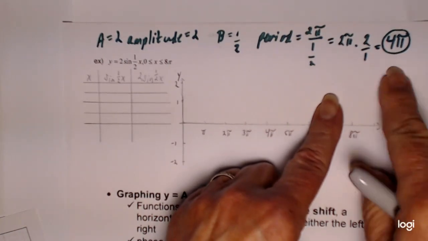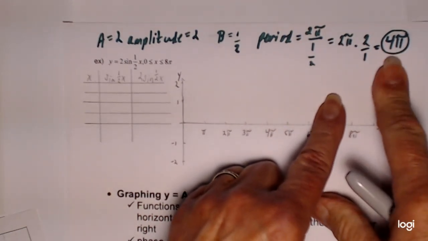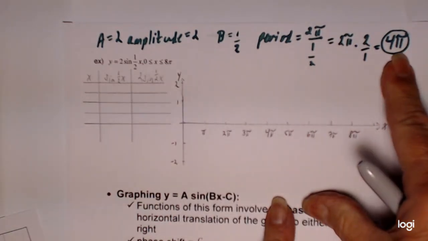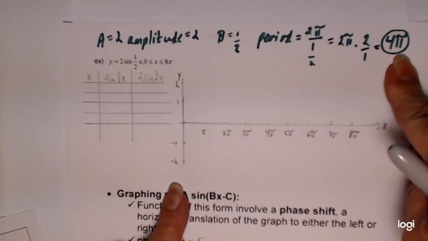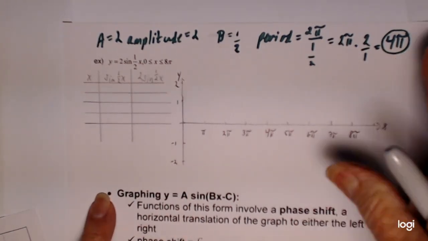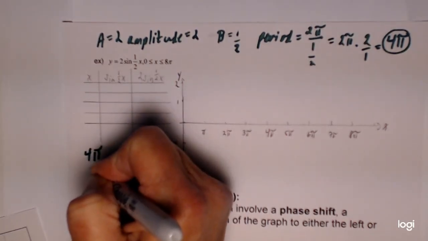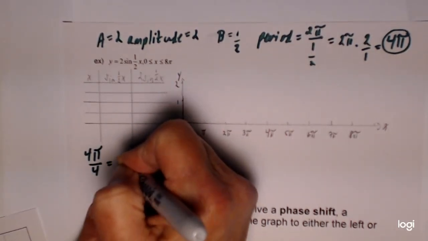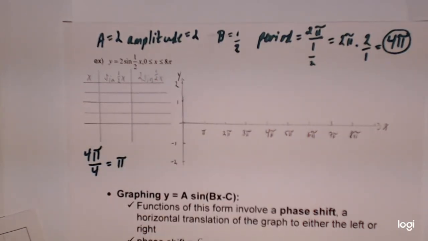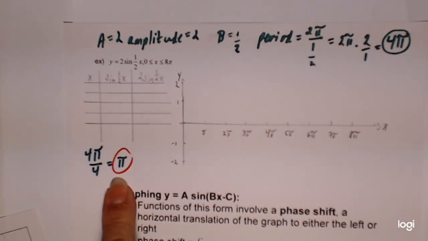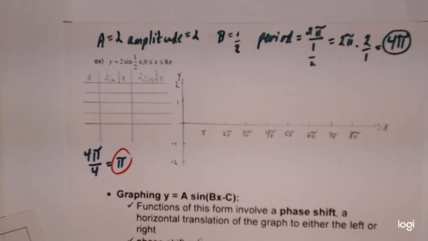So instead of our period being the normal 2 pi, it's going to take us a full 4 pi to go through one cycle. We need to take this 4 pi, let me come over here for room, and divide this by the 4 to get pi. That's our increment, because remember, we're going to need that increment to find our key x values. So 4 pi is our period, and pi is the increment that we're going to use.